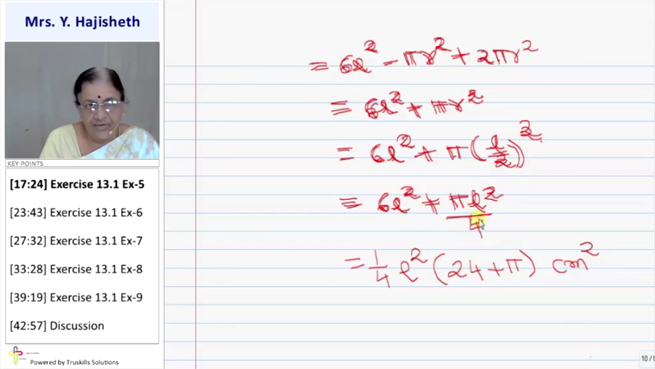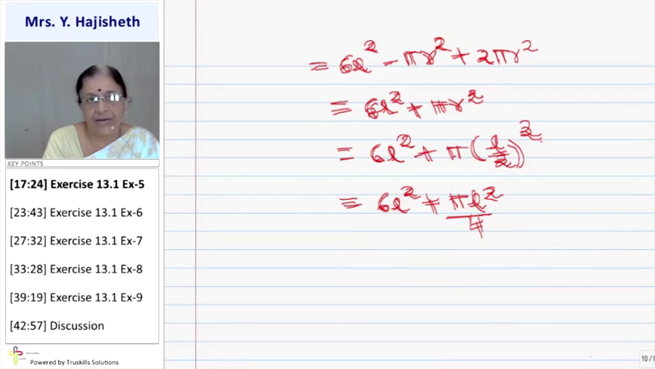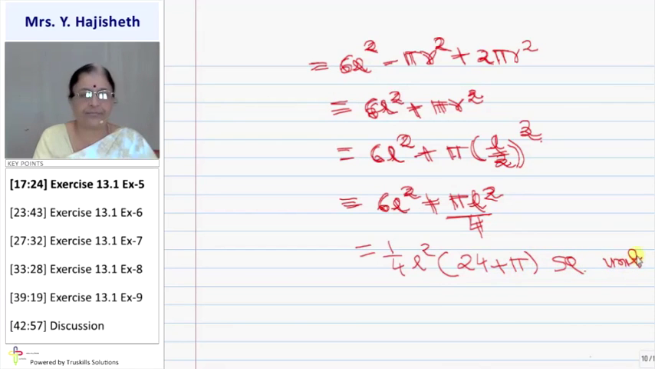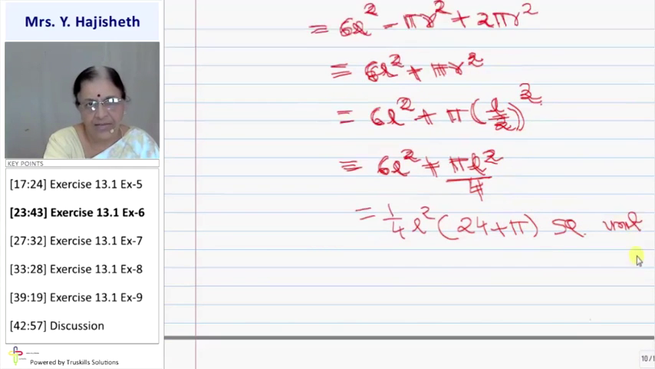So if I take out 1 by 4 L square common, then inside will come 24 plus pi, square unit. Okay? Clear? Now next sum.